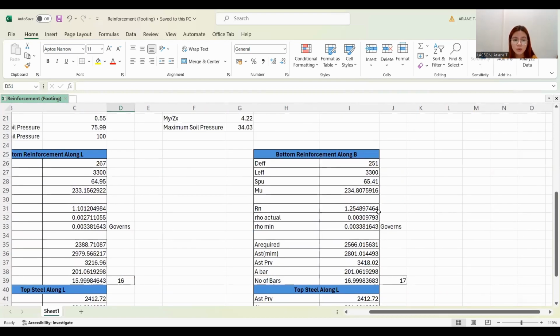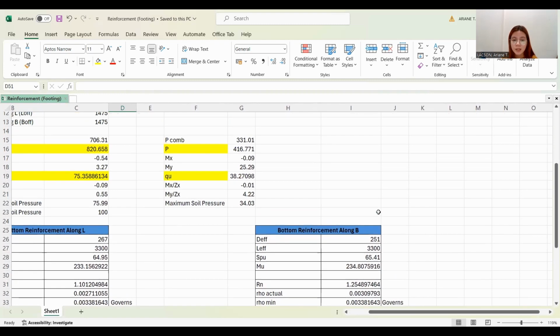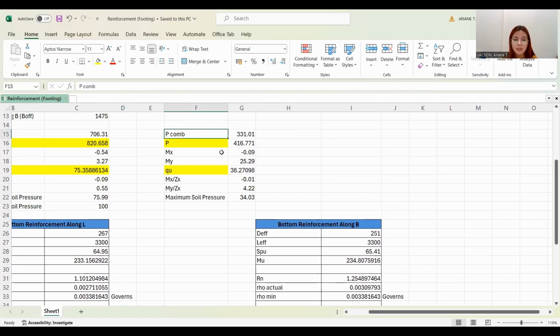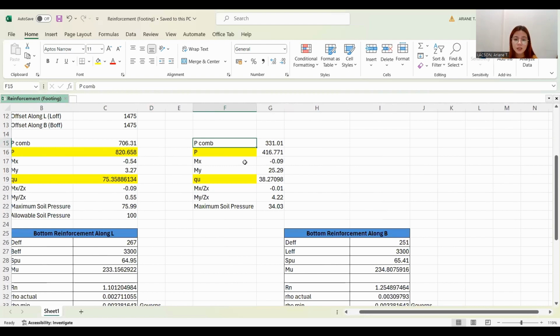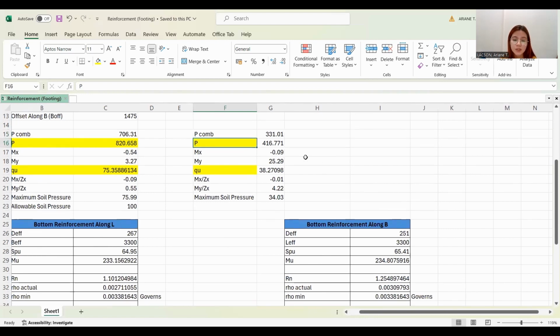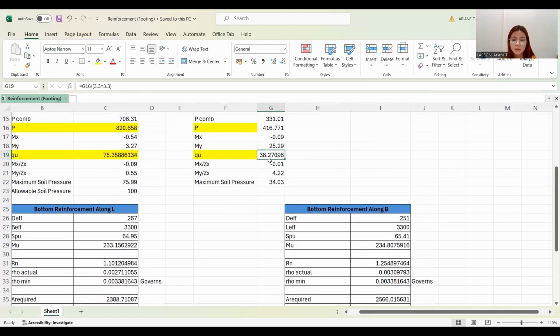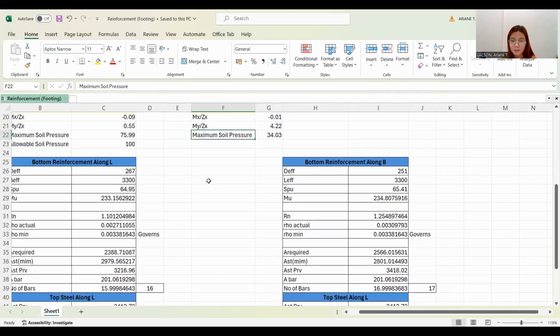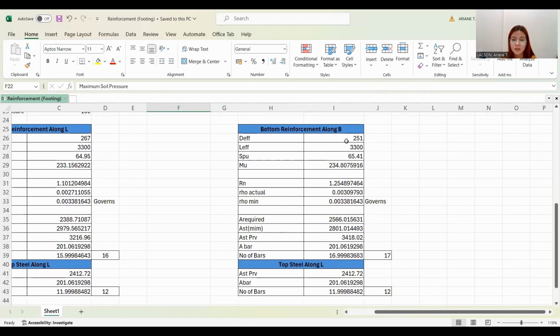So moving on to the bottom reinforcement along B. The P combination is 331.01, and the ultimate load is 416.771. The MX is negative 0.09, MY is 25.29. Qu is 38.27098, and we have your MXZX, MYZX, and maximum soil pressure. So the effective depth is 251. The effective length is 3.3 meters.